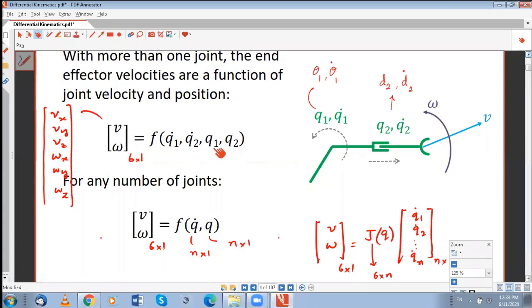Okay. And we also have, it's also the function of angular velocities.